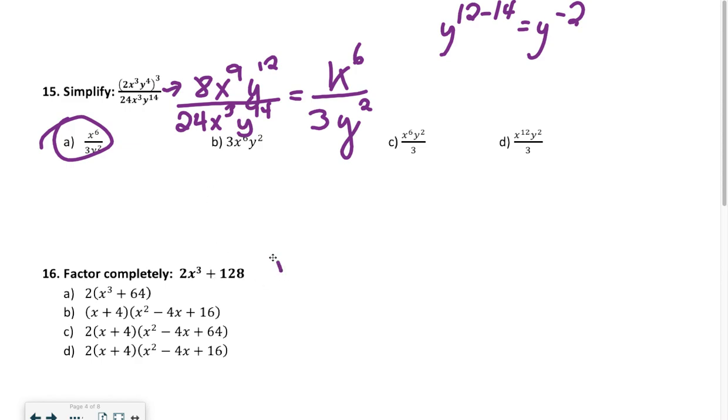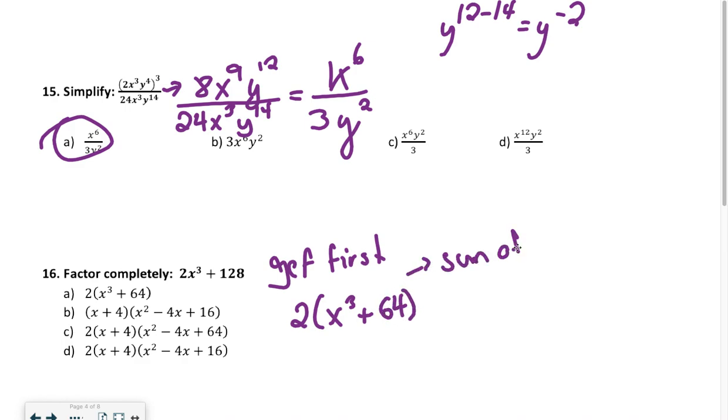Factor completely. So remember, we always check for GCF first. There is a GCF of 2, revealing x cubed plus 64. This is now a sum of cubes. You have to be able to recognize that. But if you look at your answer choices, 3 of the answer choices reveal that. And as a matter of fact, this x plus 4 also reveals the cubes of each of these.